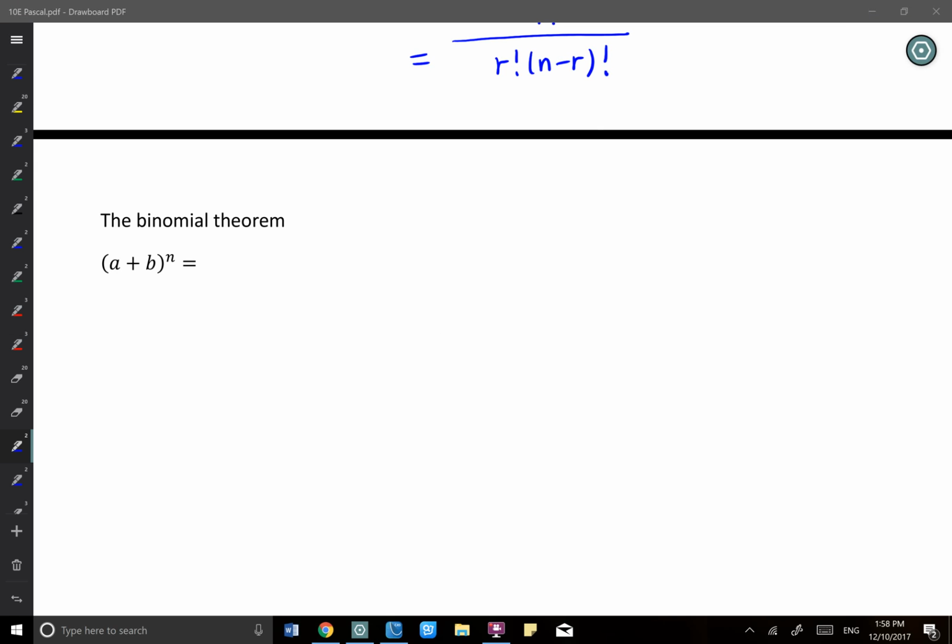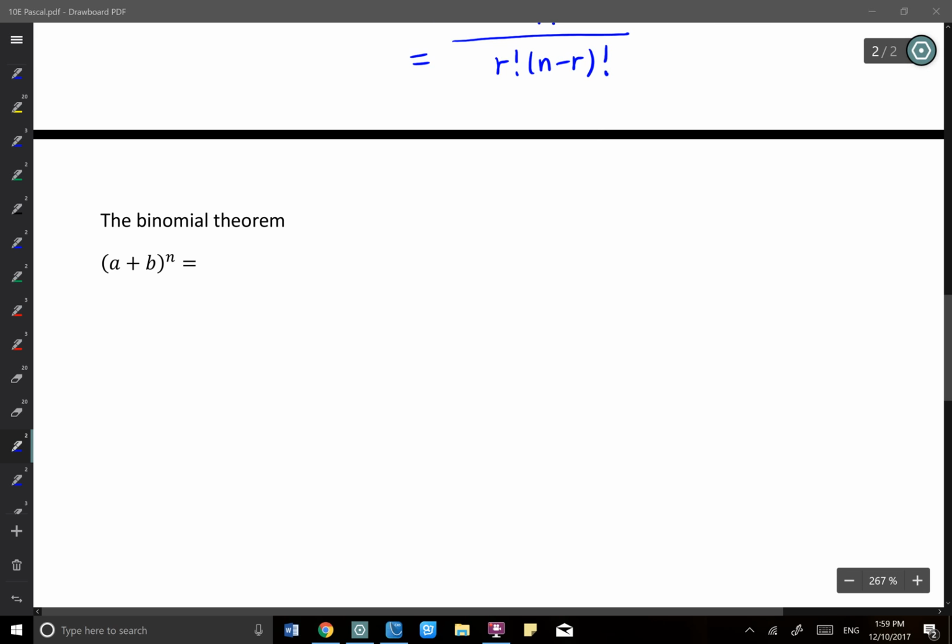Alright, expanding theorem. Okay, that's all what we want to know. I will let you know the formula first. Okay, the formula first. So it only works for a plus b to the power of n, okay? So if it's a minus b to the power of n, what you need to do, you make it a plus minus b, and then to the power of n.